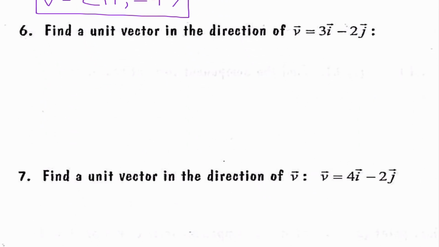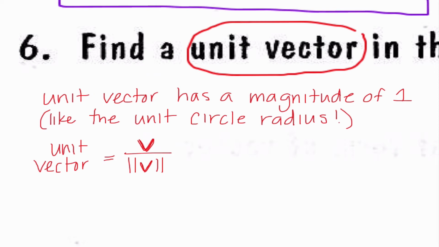Okay, number 6 gives us a brand new term that we need to delve into. It says find a unit vector in the direction of v equals 3i minus 2j. A unit vector, you guys have heard that term unit before when we talked about a unit circle, and they are connected to one another. A unit vector has a magnitude of 1. That means when we draw it out, its length is 1, just like how the unit circle has a radius of 1.